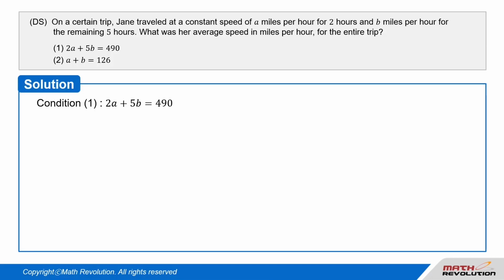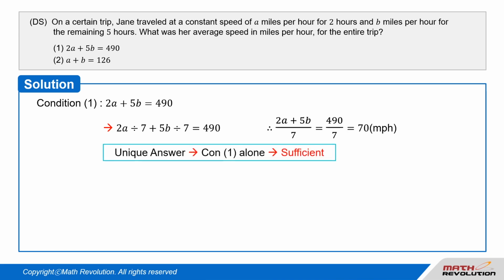So let's look at condition 1. It tells us that 2 times A plus 5 times B equals 490. When we divide both sides by 7, we get 2 times A plus 5 times B whole over 7 equals 490 over 7, which equals 70. So Jane's average speed is 70 miles per hour. Since it is a unique answer, this condition is sufficient.